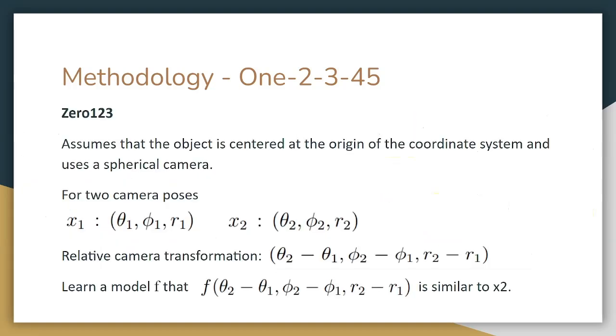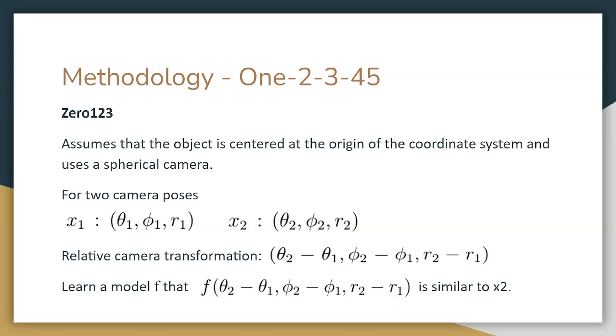The process begins with Zero-1-2-3, a view-conditioned 2D diffusion model, which takes a single image as input and generates multiple views of the object. Zero-1-2-3 assumes that the object is centered at the origin of the coordinate system and uses a spherical camera, which means that the camera is placed on the sphere's surface and always looks at the origin.